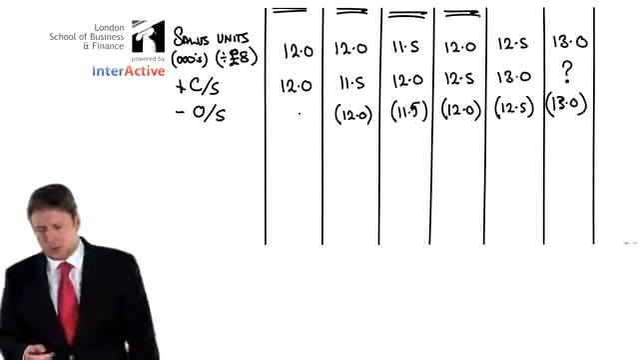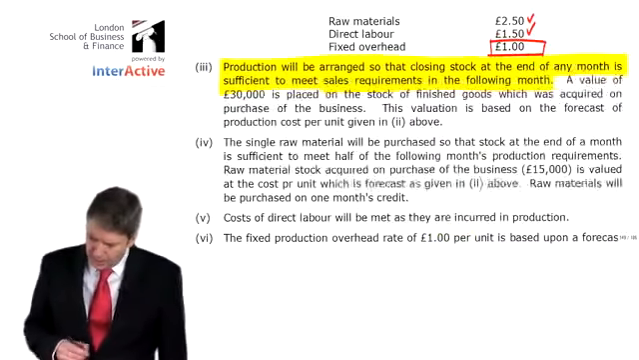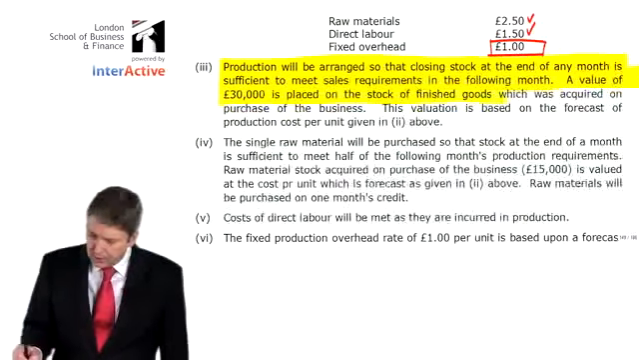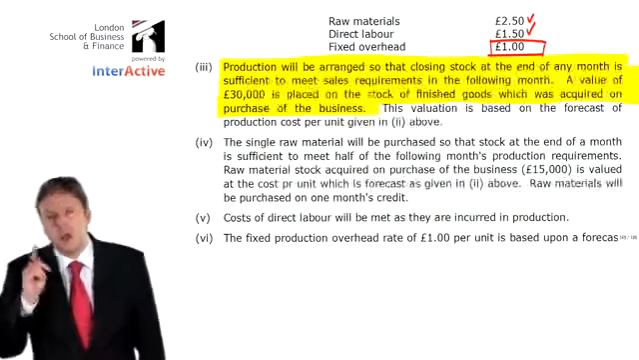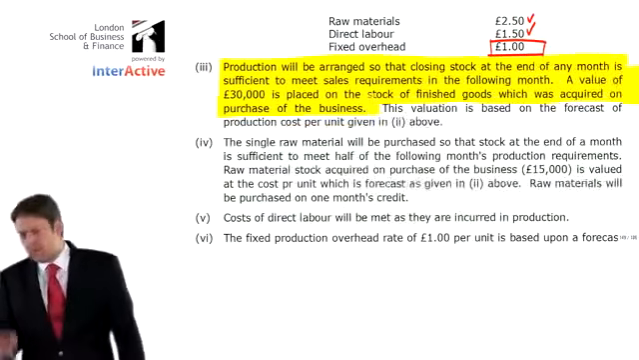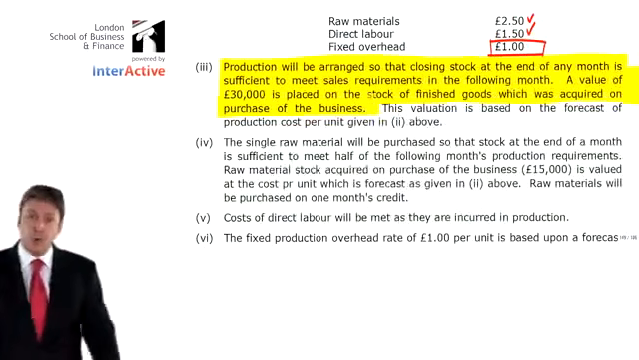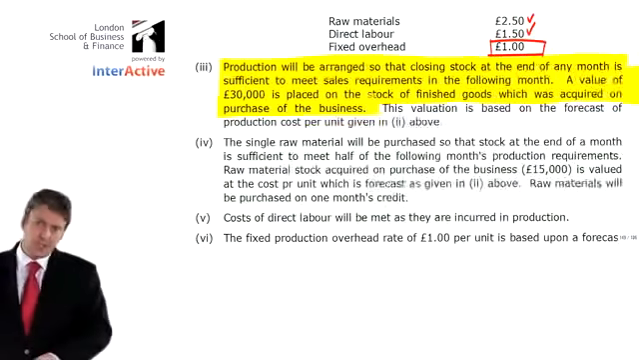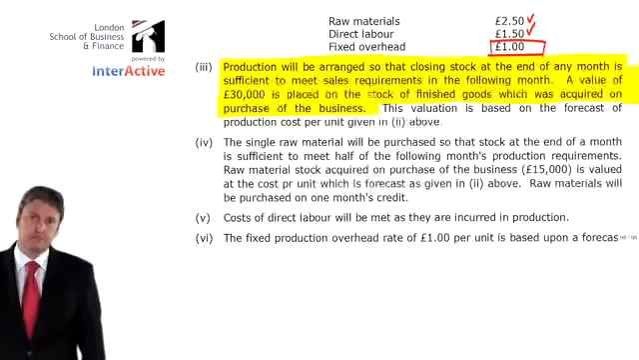So let's go back to note 3. A value of £30,000 is placed on stock of the finished goods which was acquired on purchase of the business. Right. So we needed an opening stock for month 1. And the opening stock for month 1 is now, today, this moment in time. And this is the time when we purchase the business.